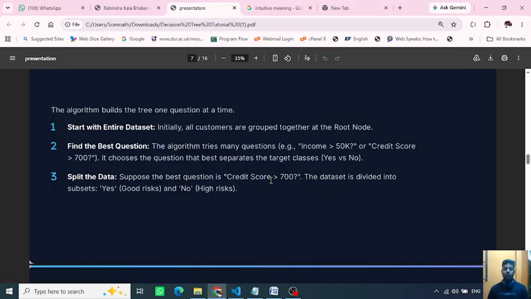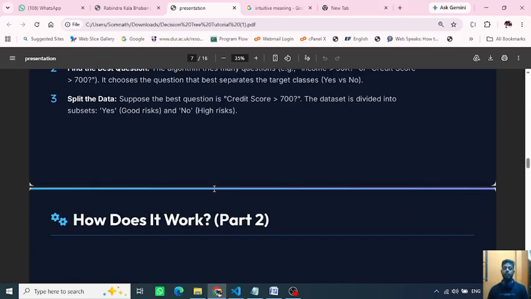So, for example, suppose the best question chosen is credit score greater than 700. Then the dataset is divided into subsets like yes and no, I mean good risk and high risk. So after this first question, the data is split into two parts.